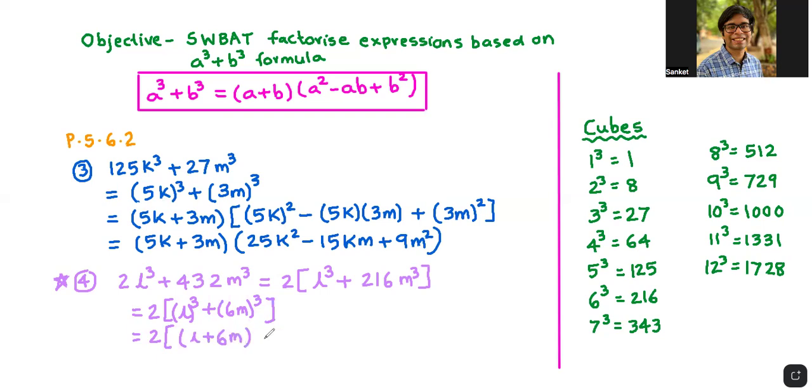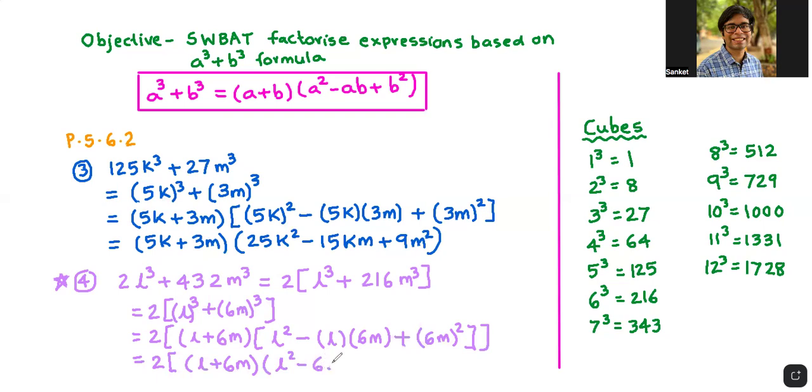So L plus 6M, A square minus AB plus B square. This 2 outside, L plus 6M, L square minus 6LM plus 36M square. This is my final answer. I hope this is clear. We can go to the next question in this practice set.